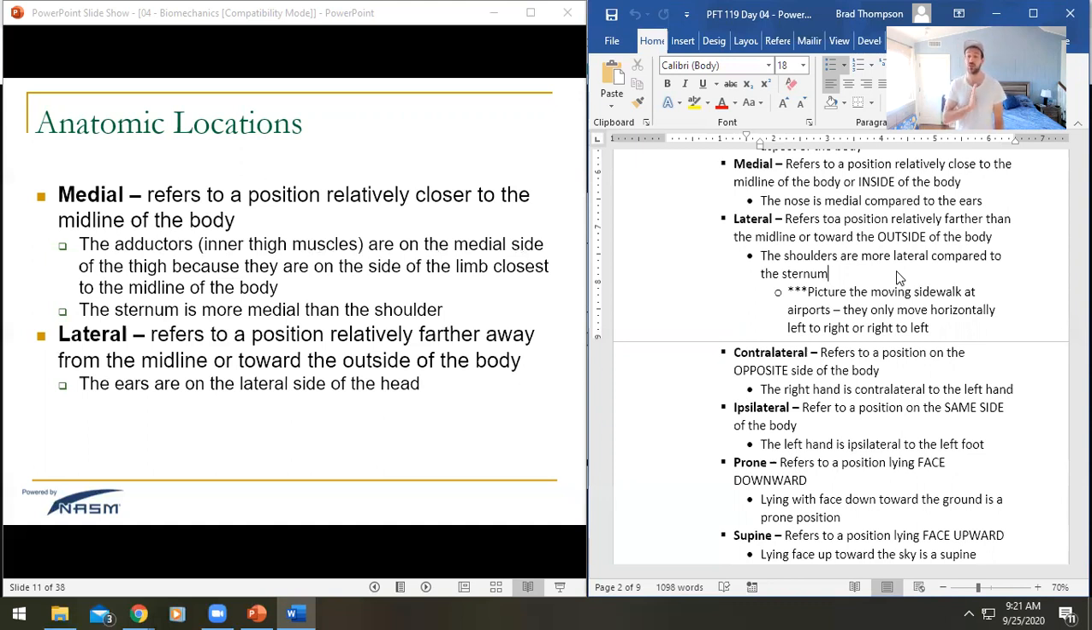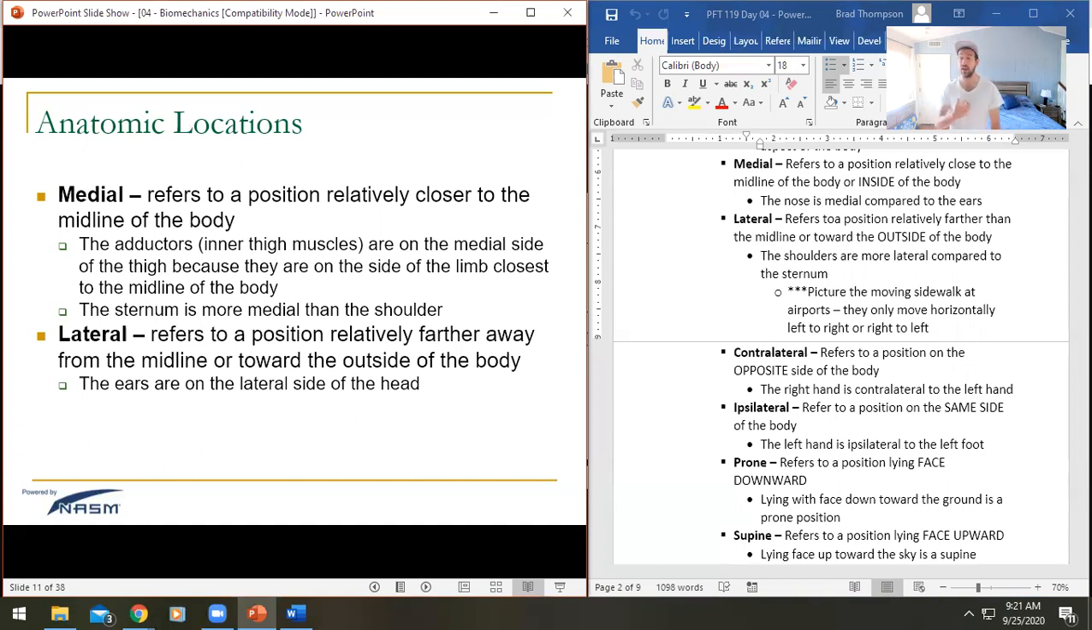And then lateral, which is further from the midline of the body, right? So superior, inferior, lateral, medial, right? And so medial is closer to that midline. Your adductors, that's your inner thigh muscles, right? So your adductor complex is the inner thigh right in here near the groin, and is on the medial side of the thigh because they are closer to the midline.